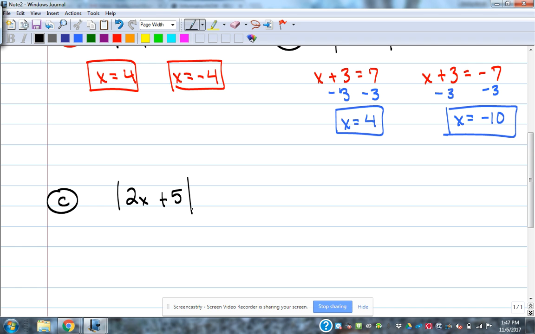The absolute value of 2x plus 5 is equal to 13. Okay, so we have an absolute value equal to 13. So we're saying the distance away from 0 is 13. So I'm going to set up two equations. 2x plus 5 is equal to 13, or that could be at negative 13. And we solve each of those equations separately.